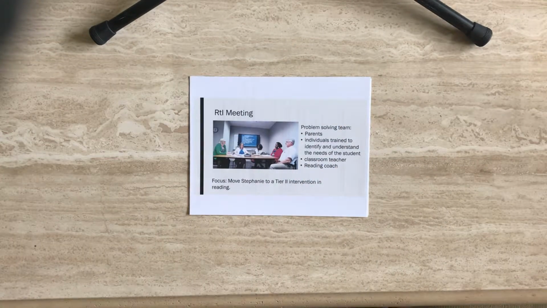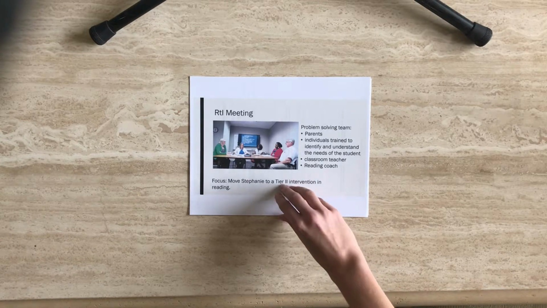For the RtI meeting, the problem-solving team includes the parents, individuals who are trained to identify and understand the needs of the student, the classroom teacher, and the reading coach. The focus is to move Stephanie to a Tier 2 intervention in reading.